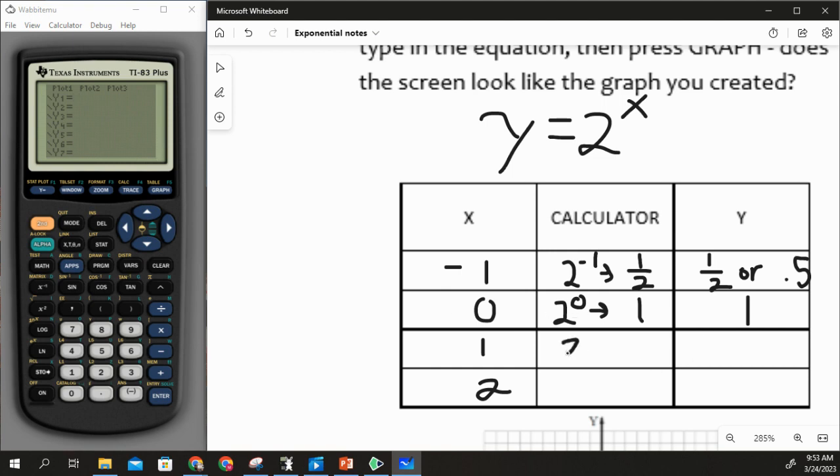Next, we have nice and simple ones. We have 2 to the first, and 2 to the second. We've done this, this is old school for us. That means that our two y values are 2 and 4.